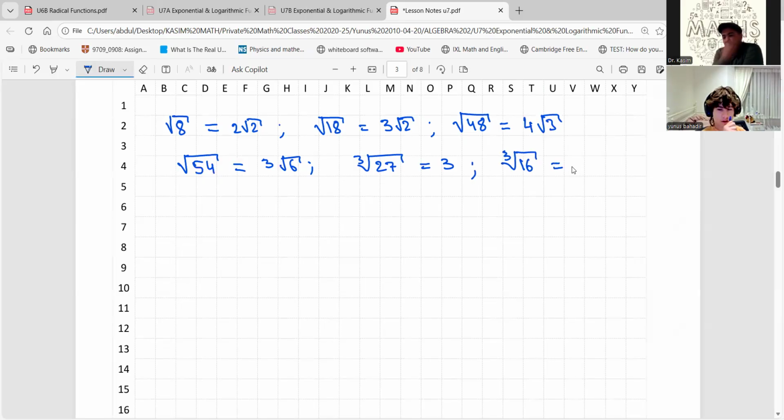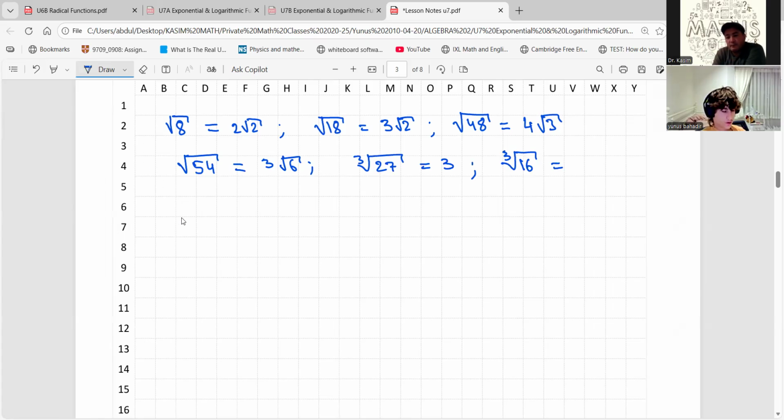Simplify. One second. So I need to find a number that cubes to 16. Perfect cube. We should write 16 as a product of a perfect cube and another number. What are the cube numbers, Yunus? The small cube numbers? Okay.